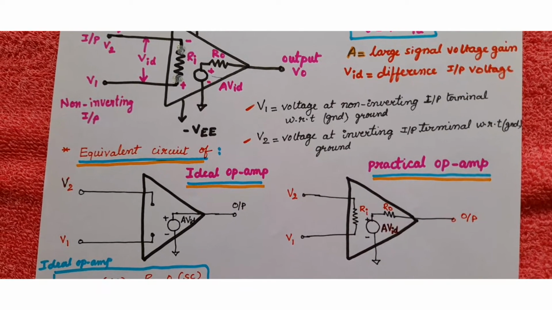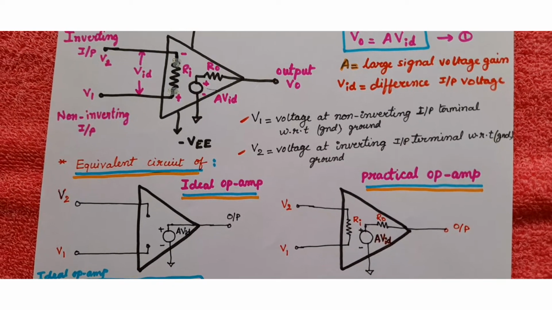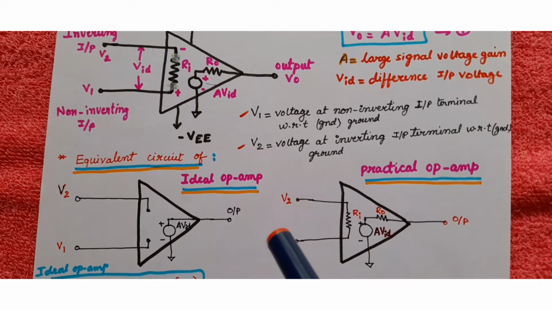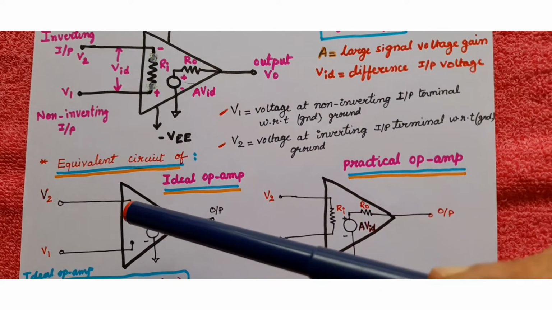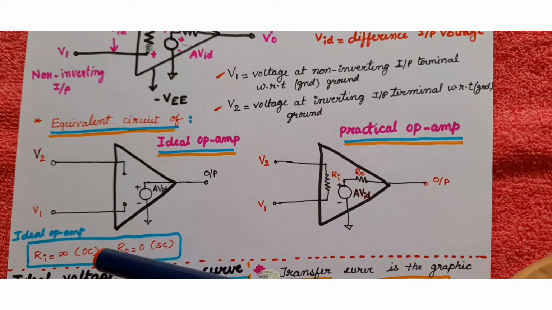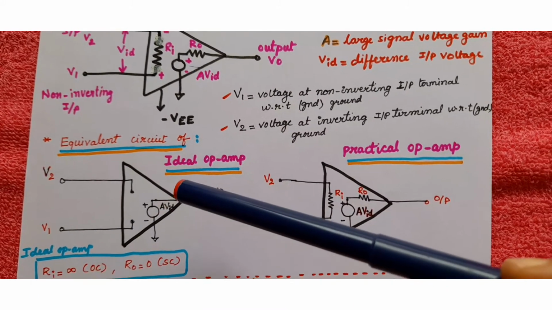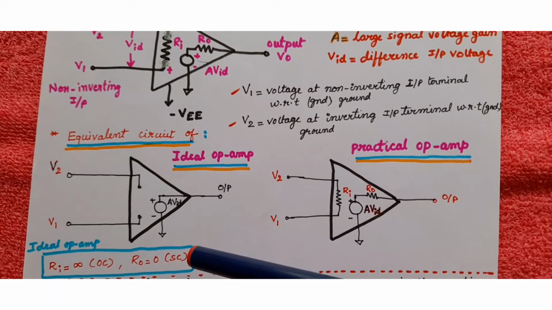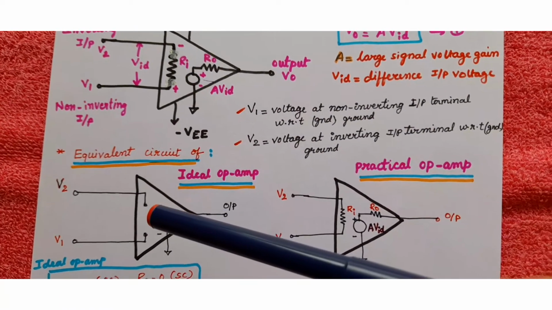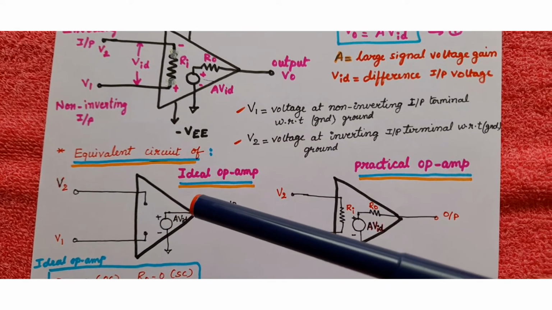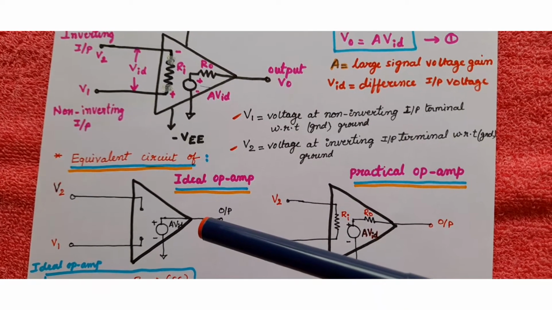In the previous class, we saw the characteristic values of an ideal op-amp. There we understood that Ri is ideally infinity. So, here Ri is shown as infinity. Ri is infinity means open circuit, so here Ri is shown as an open circuit. What is the ideal R0 value? 0. Resistance of 0 means short circuit. So, here Ri is taken as an open circuit and R0 is 0, a short circuit. This is how we draw an equivalent circuit for an ideal op-amp.